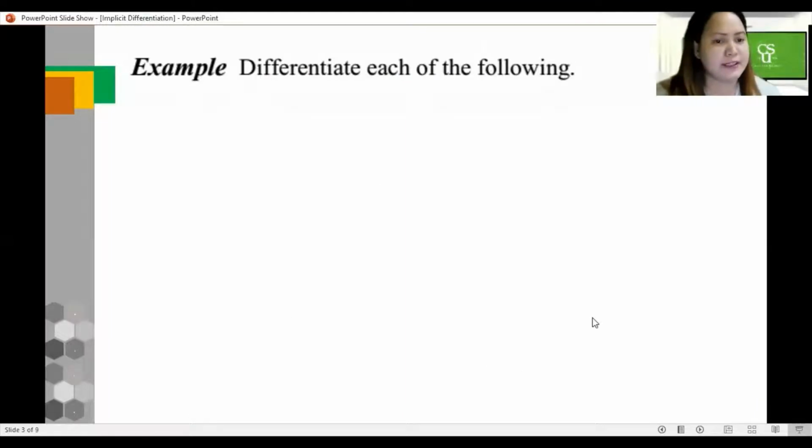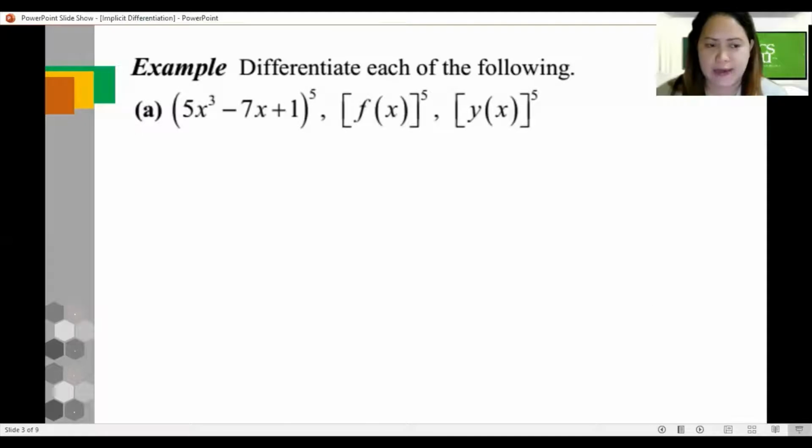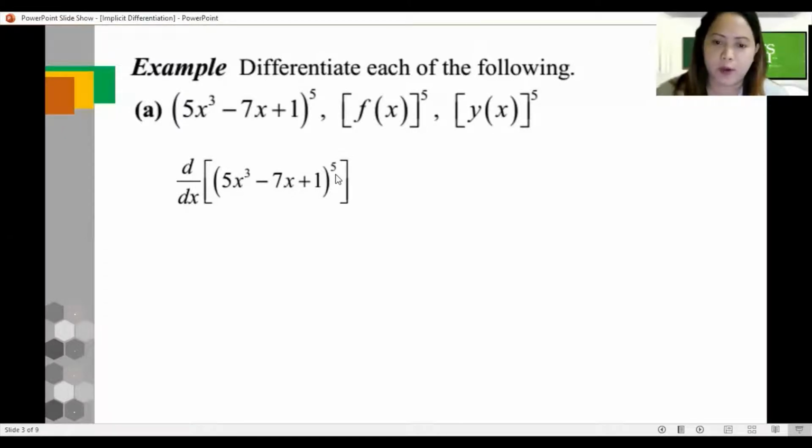For our next example, differentiate each of the following. For letter A, we'll have 5x cubed minus 7x plus 1, to the power of 5. That's our first function. So what shall we do with that? We take the derivative of that with respect to x. So we will take the derivative of something to the power of 5.